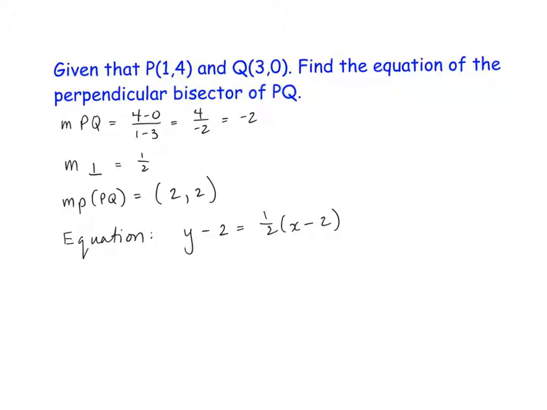Again, I was a little bit lazy here. If we finish our working, we've got 2y minus 4 is equal to x minus 2. Because x should be positive, I'm going to go ahead and move everything to the right-hand side and say x minus 2y plus 2 equals 0.